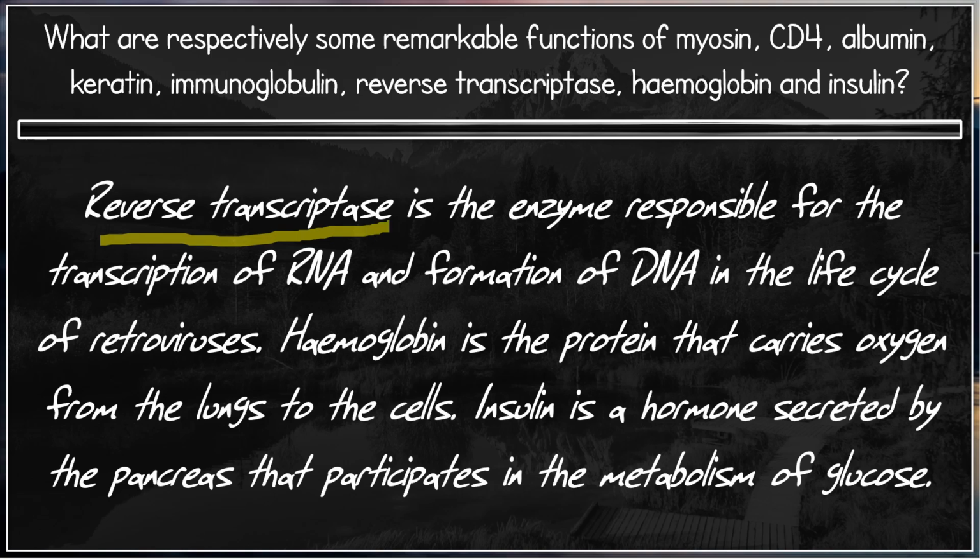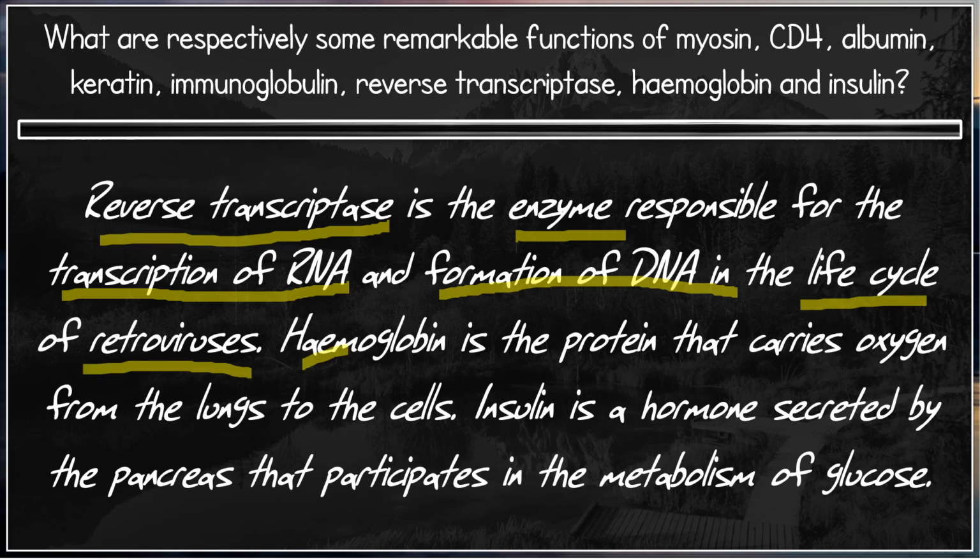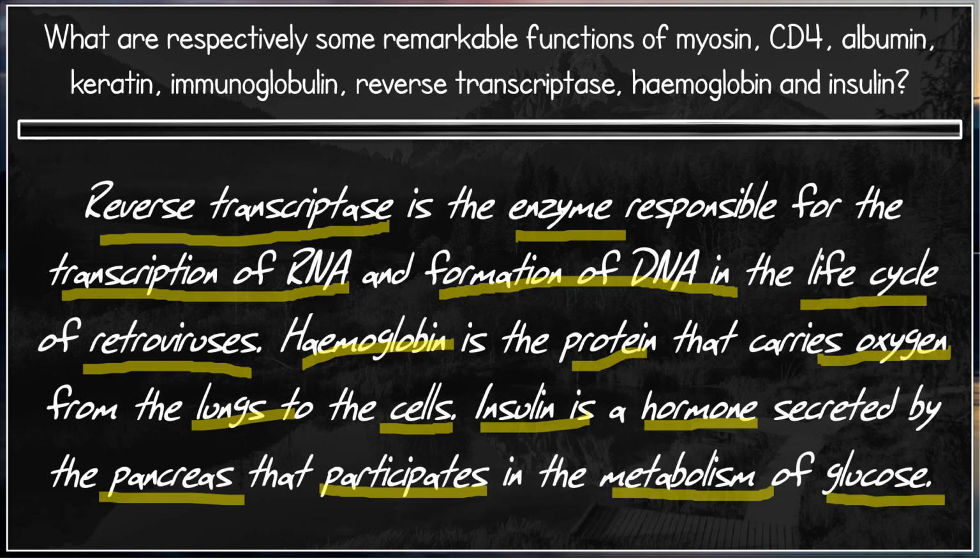Reverse transcriptase is the enzyme responsible for transcription of RNA and formation of DNA in the life cycle of retroviruses. Hemoglobin is a protein that carries oxygen from the lungs to the cells. Insulin is a hormone secreted by the pancreas that participates in the metabolism of glucose.